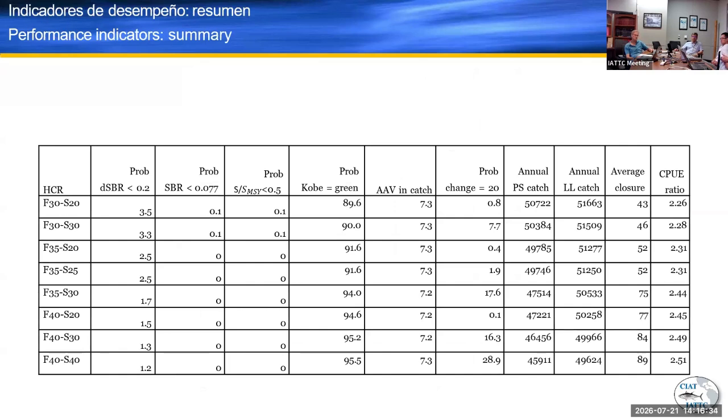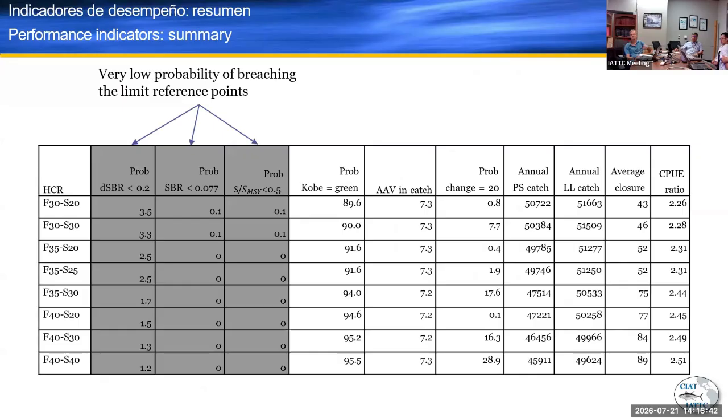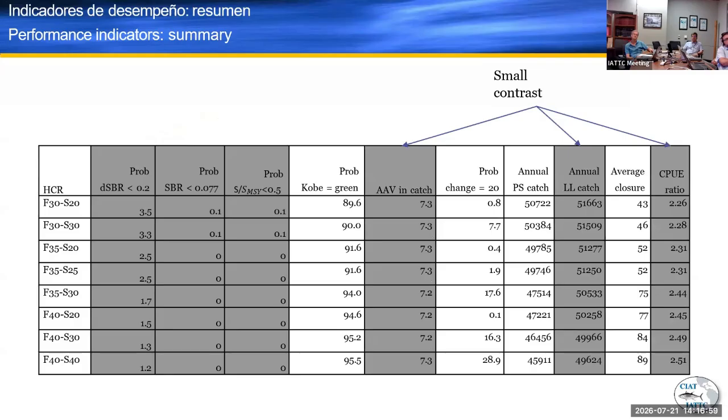So here's the results from the MSE. Some of these results don't show much. In this case, there's a very low probability of breaching the limit reference points, so that's not really something that can be used to choose among the different harvest control rules. Also, three of these are actually very similar across all the harvest control rules.